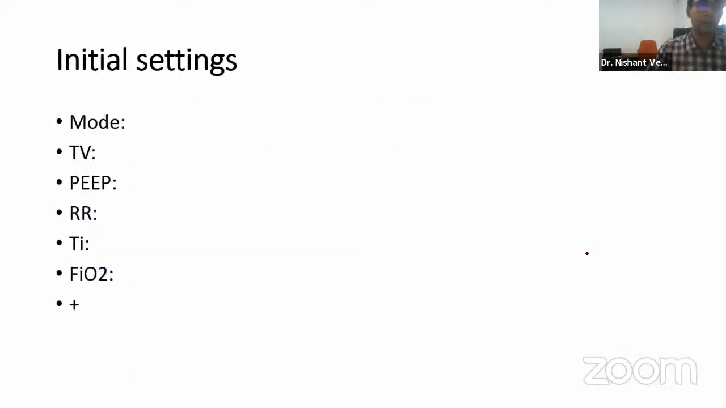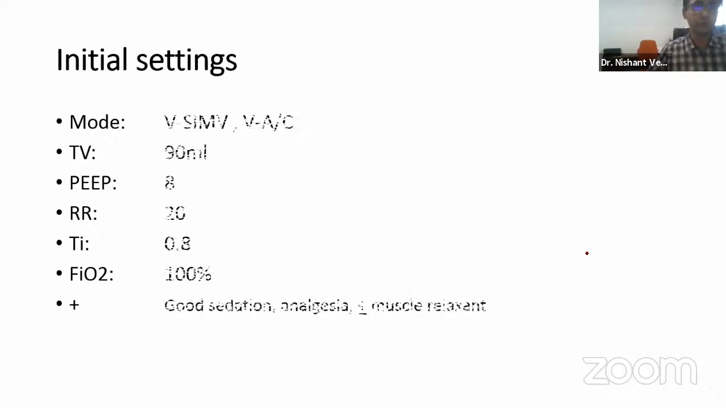After intubation, you have to decide what initial settings we are going to use. So in this child, we decided to use volume assist control. We used a tidal volume of 6 ml per kg. So she was 15 kg. We used a tidal volume of 90 ml.